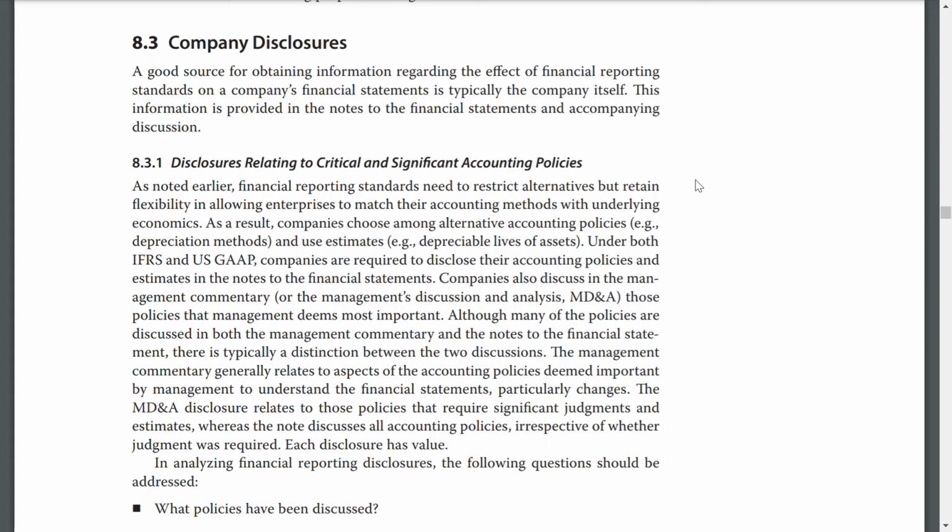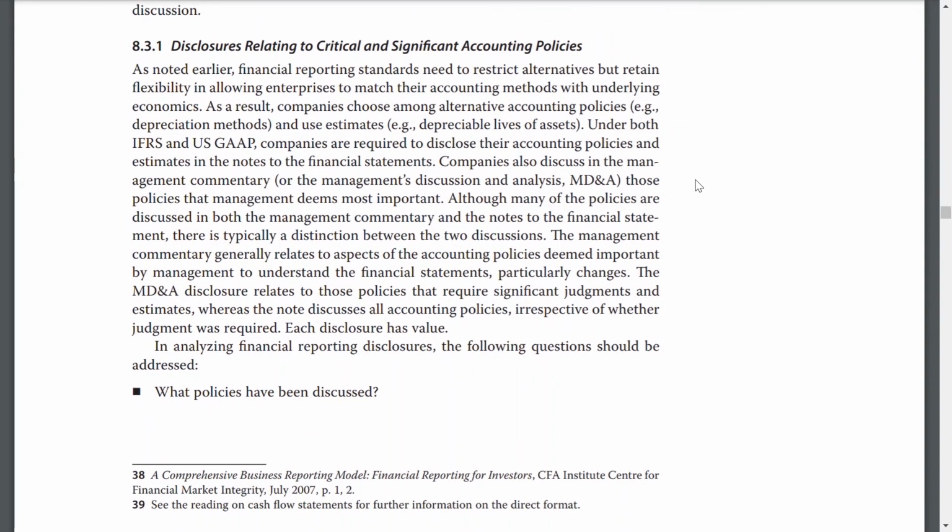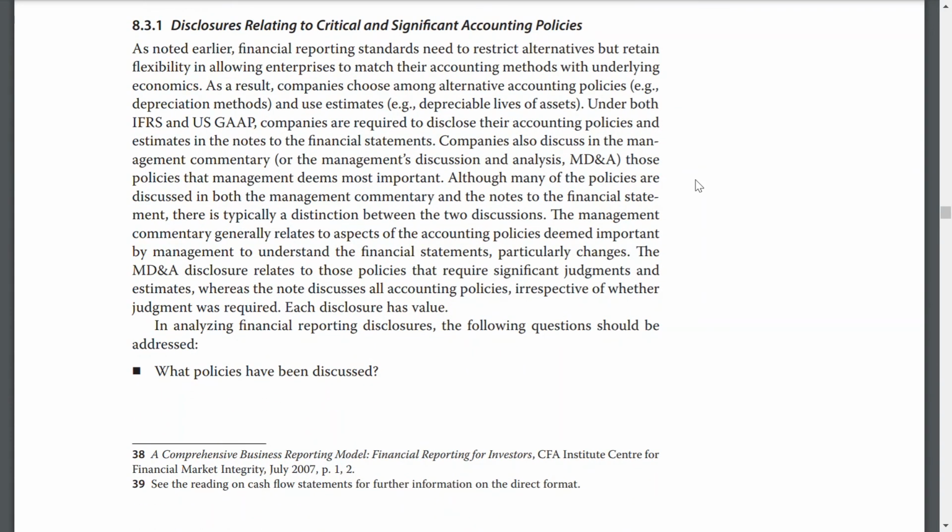Although many of the policies are discussed in both the management commentary and the notes of the financial statements, there is typically a distinction between the two discussions. The management commentary generally relates to aspects of the accounting policies deemed important by management to understand the financial statements. MD&A disclosure relates to those policies that require significant judgments and estimates, whereas the notes discuss all accounting policies irrespective of whether judgment was required.